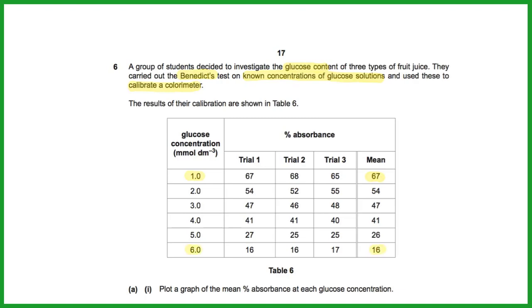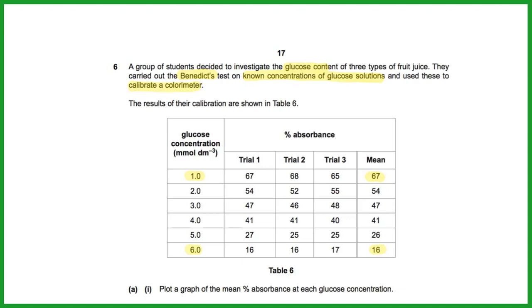percentage of absorbance. This is because the more glucose you have, the more it's reducing the copper 2 to copper 1, so the less blue it's going to be, and the more the precipitate is going to settle. So it's going to be the bluest when you have the least glucose, and that's going to give you the most absorbance. Now they ask you to plot a graph of the mean percentage absorbance at each glucose concentration.